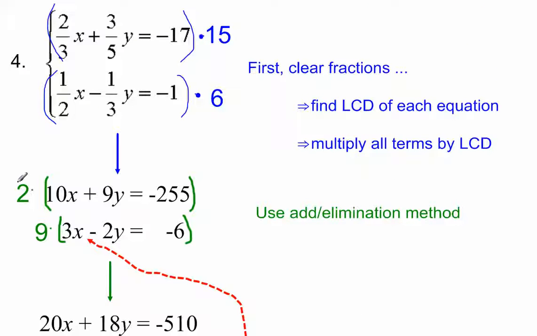I've got fractions in here to start with. They might look intimidating, but we can clear them. All we have to do is find that LCD of the equation and then multiply all the terms by that. So looking here, 5 and 3, my LCD would be 15. So I'm going to take 15 times each of these and get my answer.